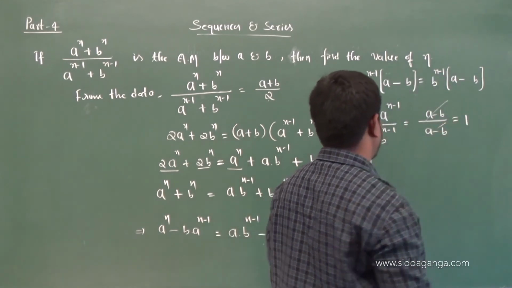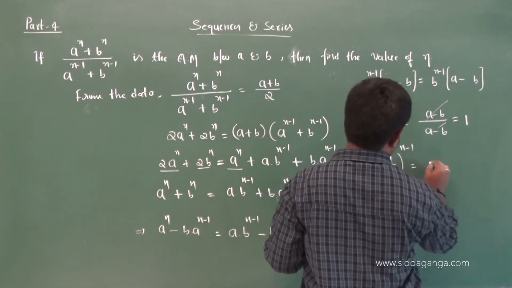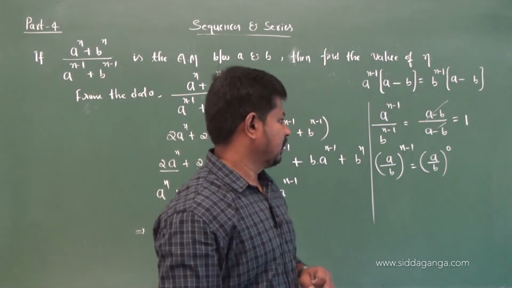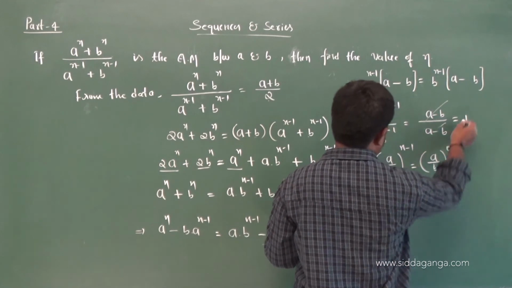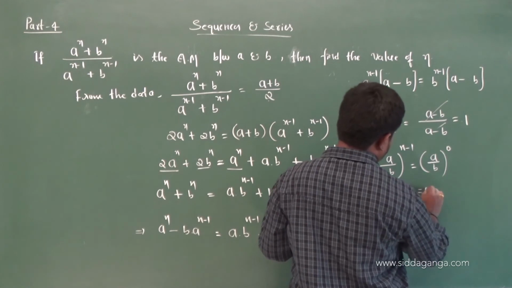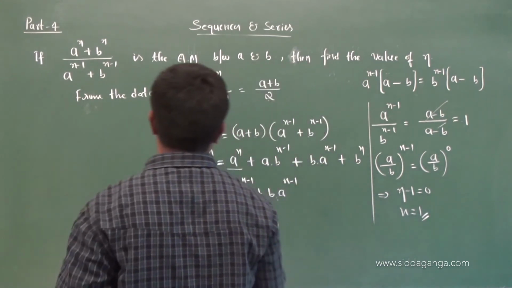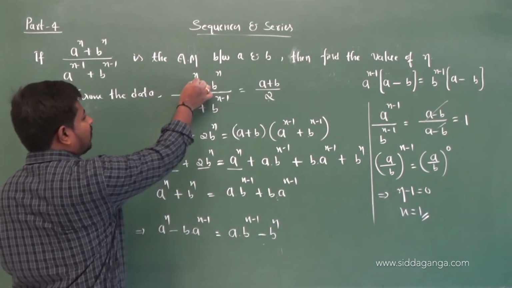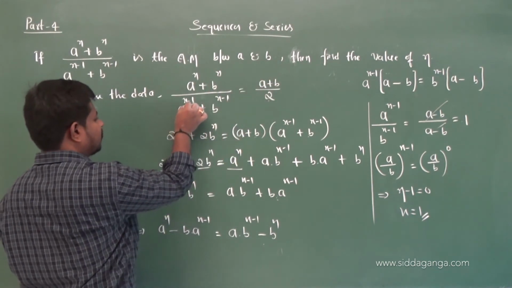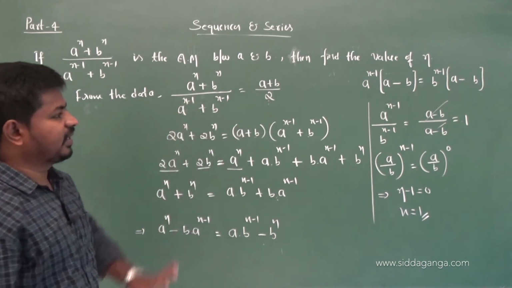Get cancelled. Or we can write this one as (a/b) to the power of n minus 1 is equal to (a/b) to the power of 0, because 1 is the same as (a/b) to the power of 0. So I rewrote 1 as (a/b) to the power of 0. Since the bases are the same, I can take n minus 1 equal to 0, so n is equal to 1. I mean, this is true for n equal to 1. Of course, look here: a to the power of 1 becomes a, b to the power of 1 becomes b, a to the power of 1 minus 1, that is a to the power of 0, is 1, b to the power of 1 minus 1, so b to the power of 0 is 1, so 1 plus 1 is 2, that's it. So this is true only when n is 1, that's it.